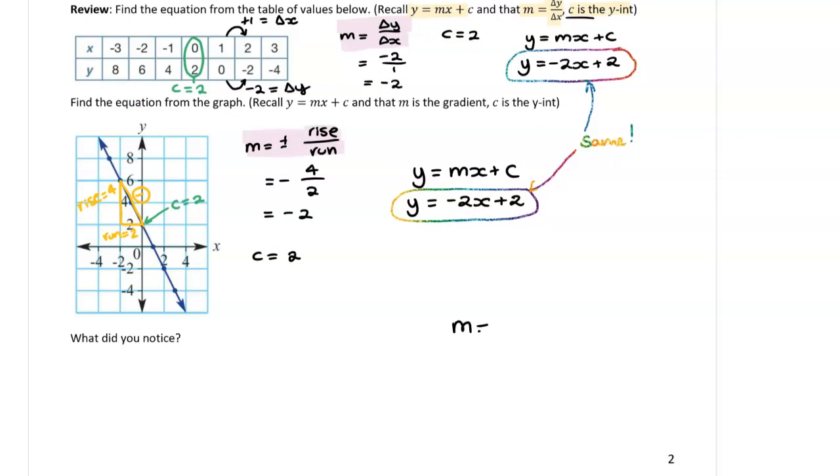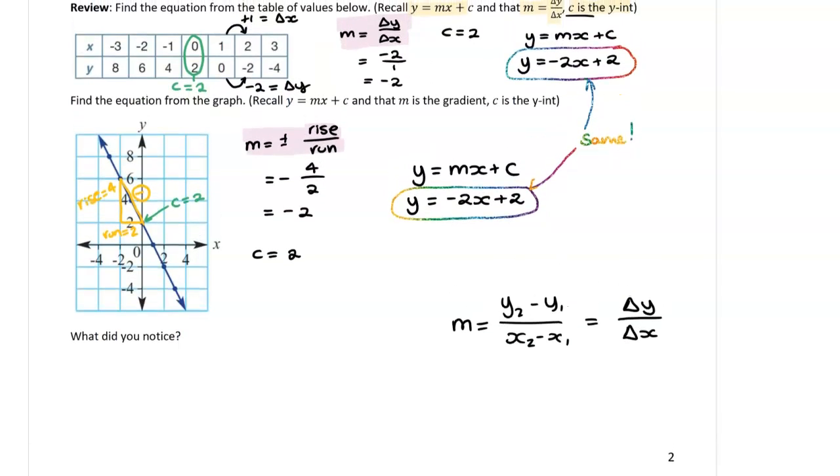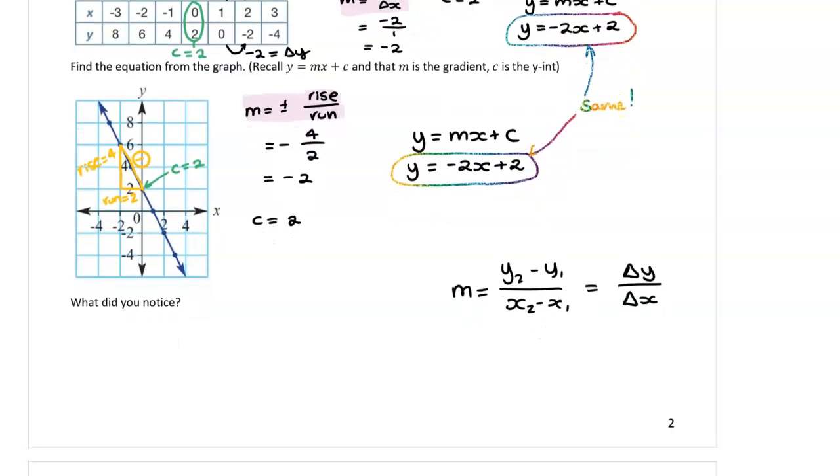Remember when we did m equals y2 minus y1 over x2 minus x1. That's the same as saying the change in y over the change in x. You're finding out how much y goes up or down by from one point to another, and how much x goes up or down by from one point to another. So, although we've been learning this in different contexts, all of these are related. All of these are talking about the same thing.